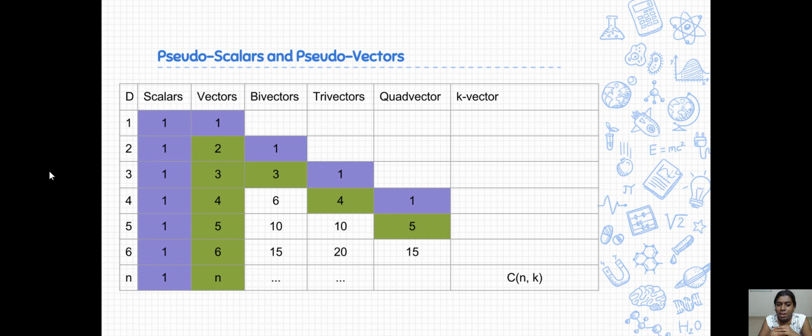In other words, all the pseudo scalars require only one number to represent them. For example, a bivector in 2D requires just one number, a trivector in 3D requires only one number. In other words, they behave exactly like scalars. Similarly, a bivector in 3D requires only 3 numbers to represent, so it can be represented as a vector. Similarly, a trivector in 4D requires only 4 numbers, which means it can be represented as a vector in 4D. That's why we are calling it pseudo scalars and pseudo vectors.